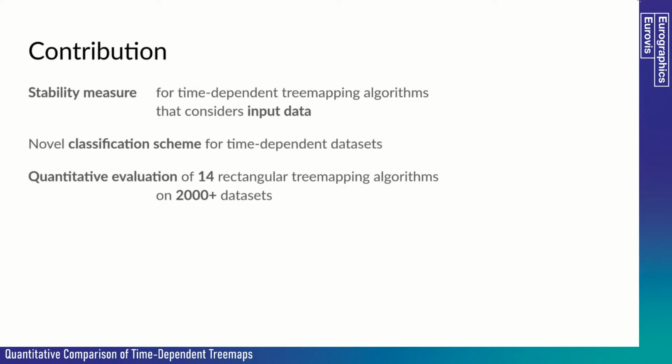This is important because previous metrics would only consider the amount of on-screen movement and disregard that this is the expected behavior when there is large data change. We propose a novel classification scheme for time-dependent datasets, as we notice that the characteristics and dynamics of the dataset play a crucial role in the quality of the tree map. So we compute these features and test the techniques according to these classes. Lastly, we perform a quantitative evaluation of 14 rectangular tree mapping algorithms in more than 2,000 datasets.